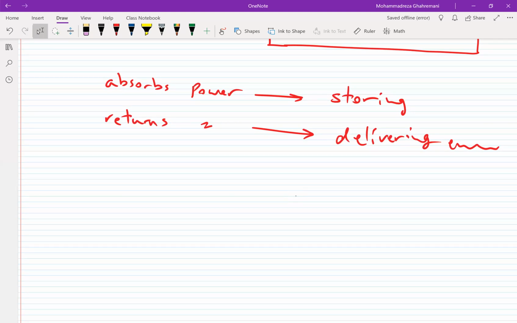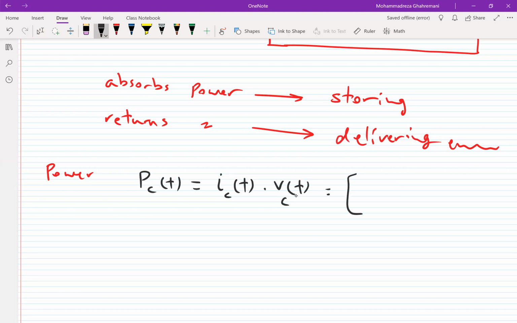So what is the power of a capacitor? In order to find the power of a capacitor, we need to multiply current by voltage. So p(t) is equal to i(t) times v(t), which is equal to, instead of Ic(t), we use the derivative equation, so C dVc(t)/dt times Vc(t).